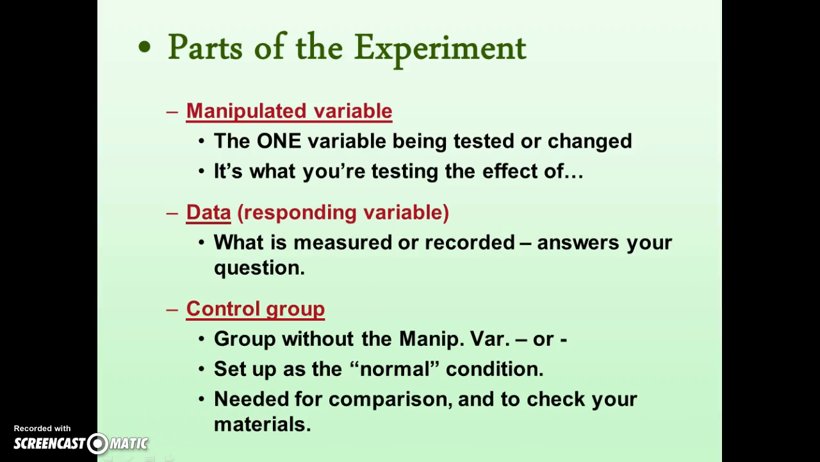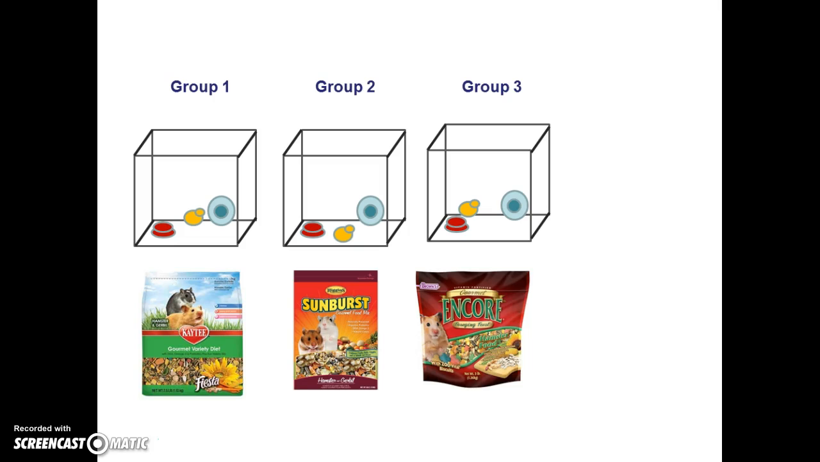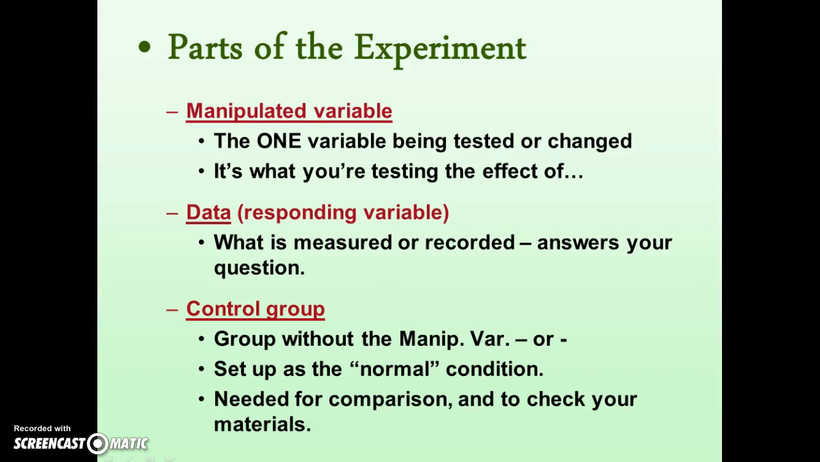Well, that's what makes a good experiment, but what are the actual parts of the experiment? First, the manipulated variable. That's the one thing that's being tested or changed. So in this experiment, I'm trying to find the effect of different types of food, focus on that word different and effect, different types of food on hamsters. So what I set up to be different, what I manipulate in this experiment, the one thing that's different from one group to the next is the manipulated variable.